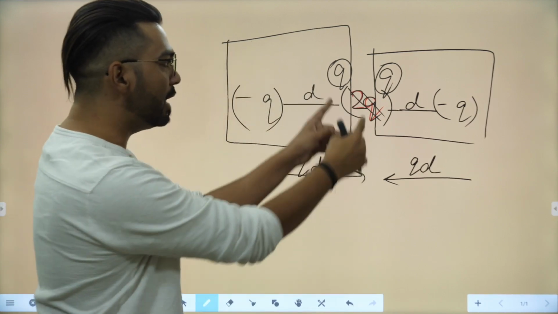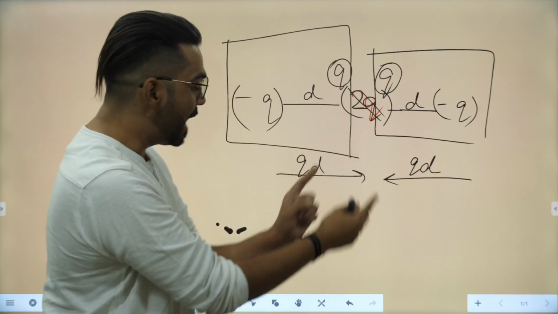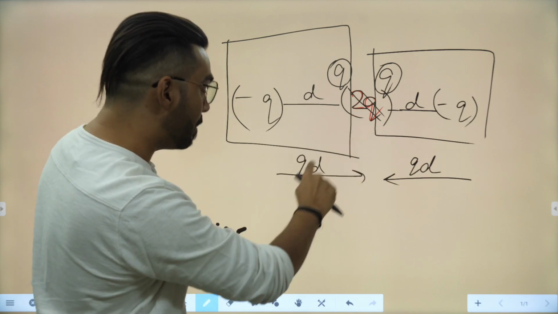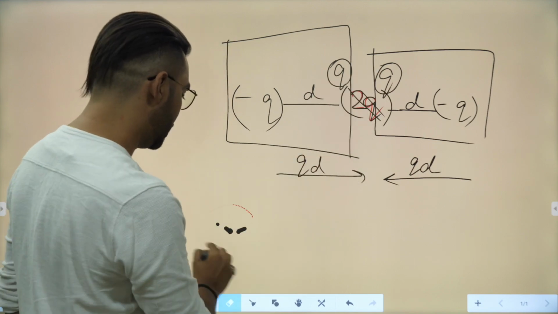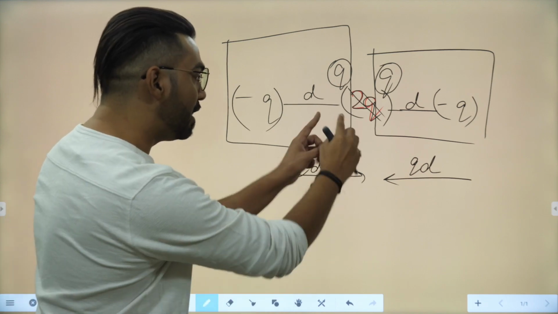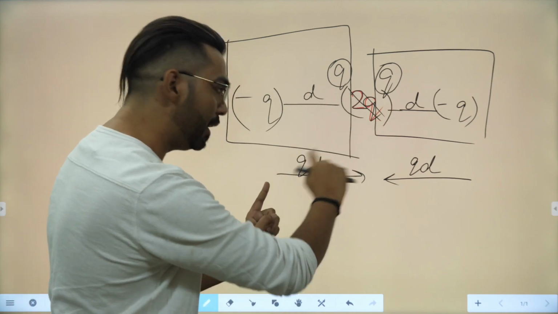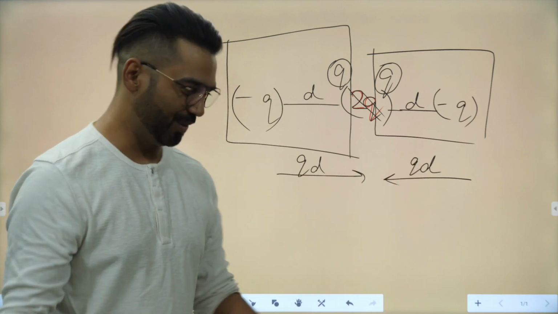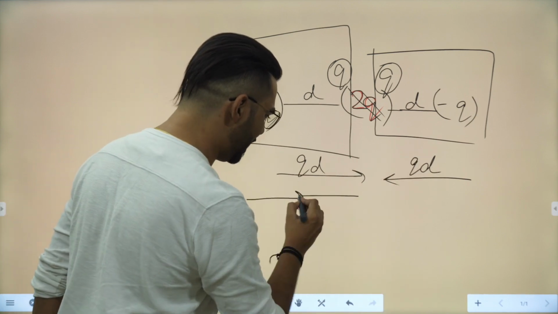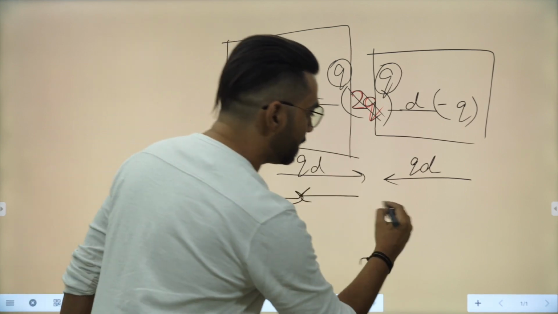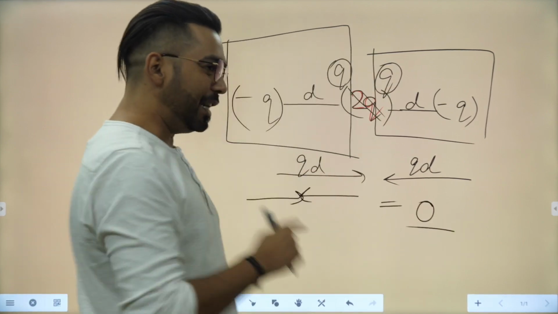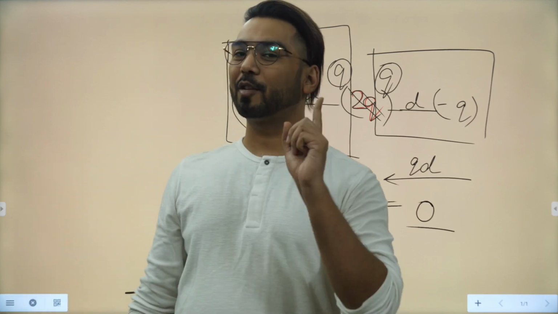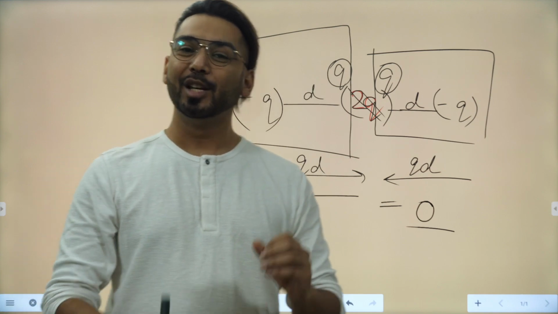What we have simply done is understood this 2q charge as a combination of q and q charge. So we have divided it into two parts and made two separate dipoles. Now the addition of these two dipoles is 0, because whenever you add equal and opposite vectors, this equates to 0. That is why the total dipole moment of the carbon dioxide molecule is going to be 0.